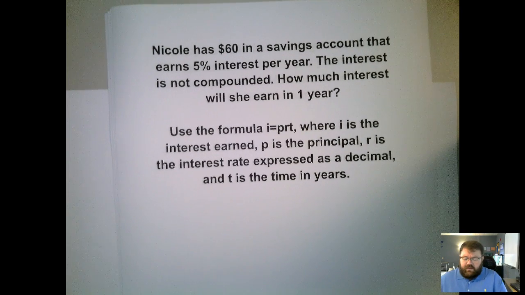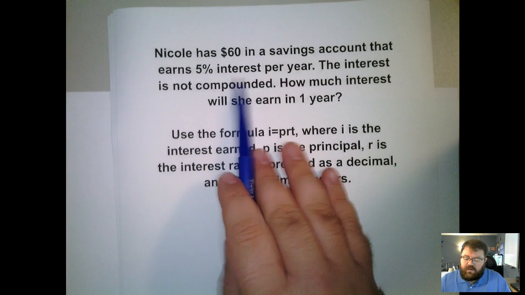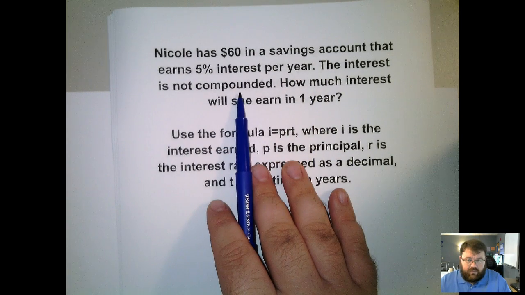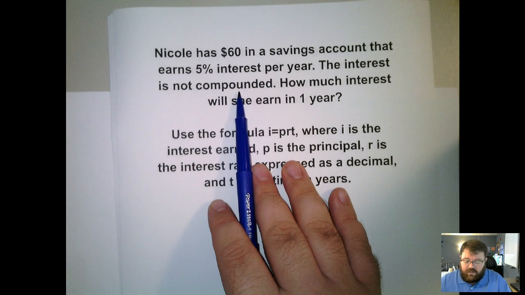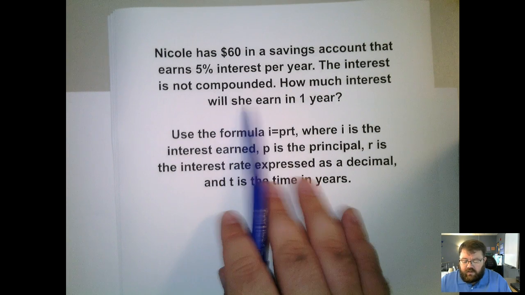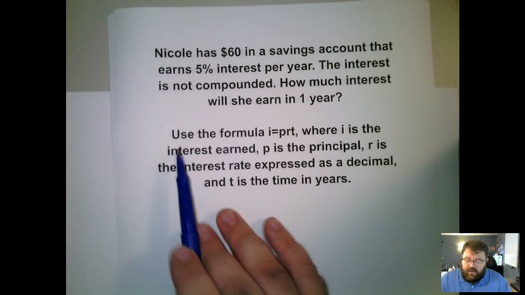It says that Nicole has $60 in a savings account that earns 5% interest per year. The interest is not compounded. That's a separate type of interest. We'll talk about that, I think, in 8th grade. How much interest will she earn in 1 year? Now, it looks a little bit overwhelming, but it's much simpler than what you may anticipate.